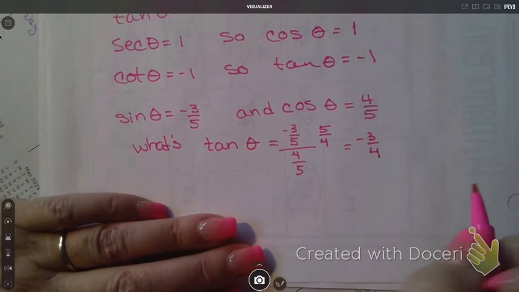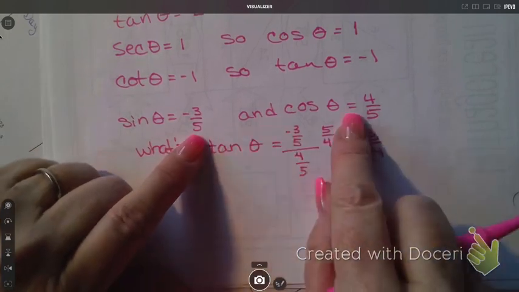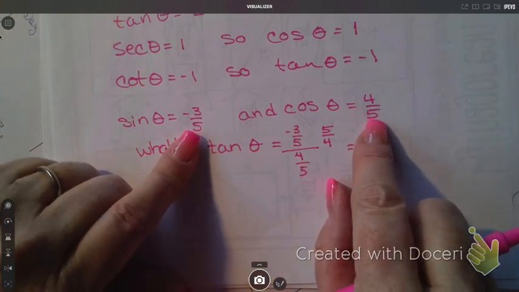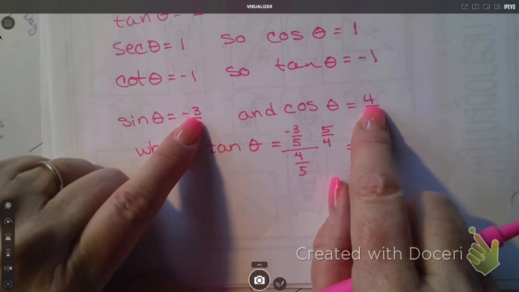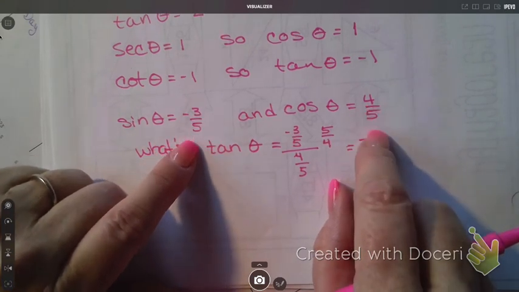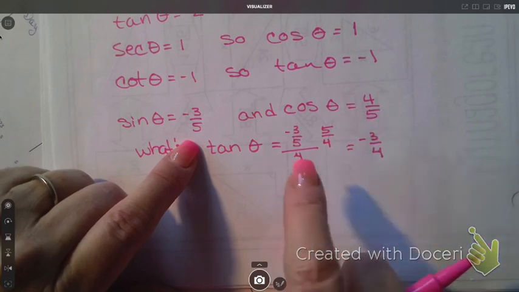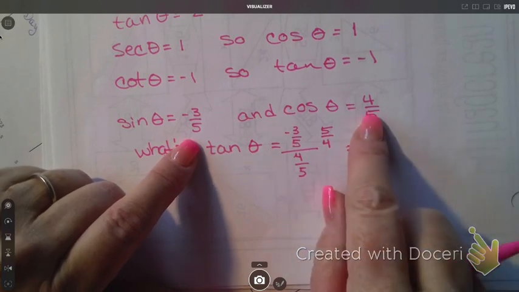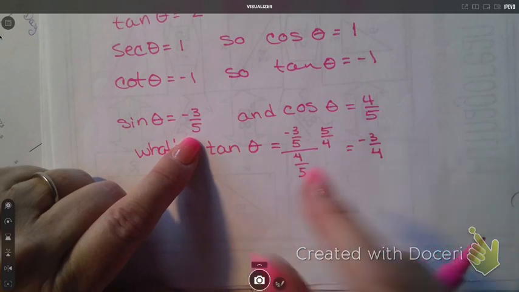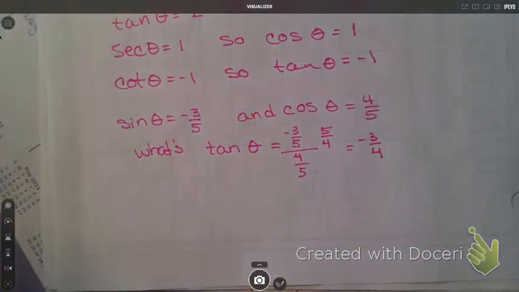Now, Ainsley did it perfectly. She looked at it and said, my denominators are the same, correct? So she just said this is x and this is y, so negative 3 over 4. Now, if the denominators weren't the same, could you do that? No. You would have to do this. So that's why I wanted to show you that. Or you could get common denominators and then do it, but this might be easier. Make sense? Yes. Okay.